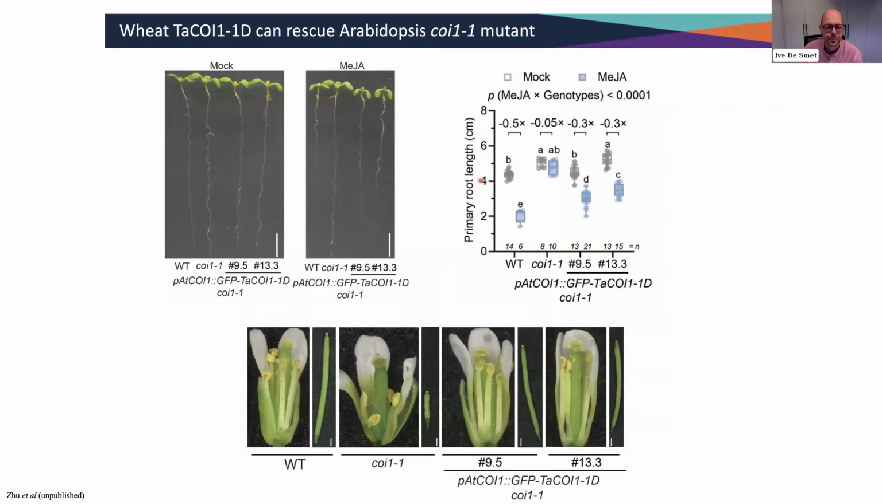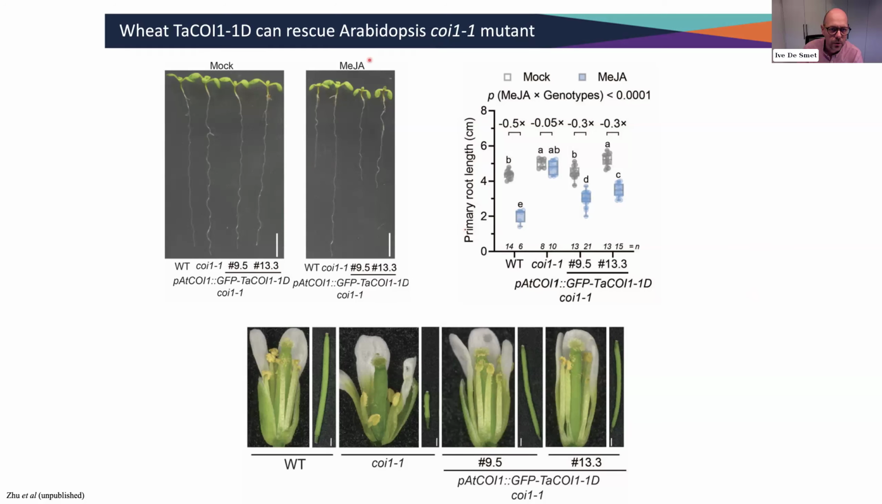Now, the final experiment that we did is to test if this wheat variant is able to complement the Arabidopsis COI1 jasmonate receptor mutant. And we did a couple of assays.